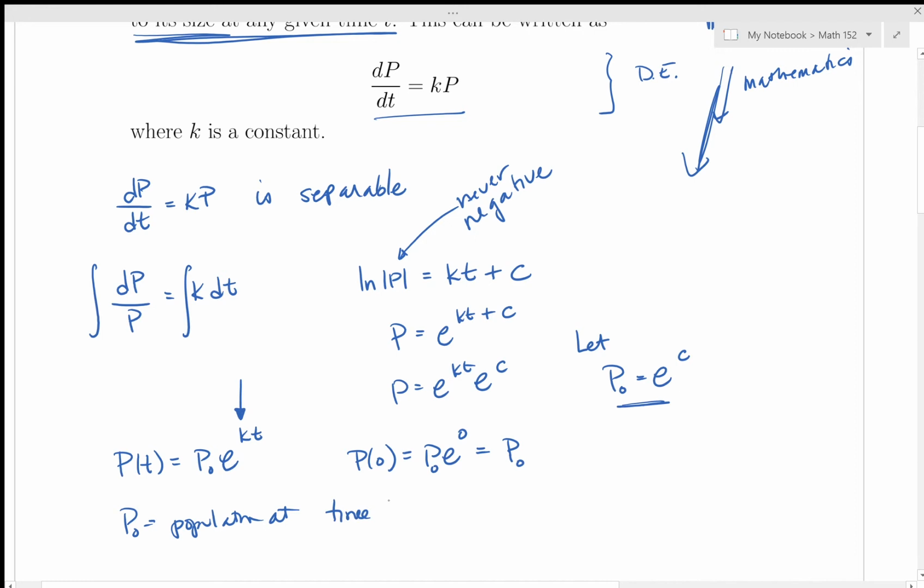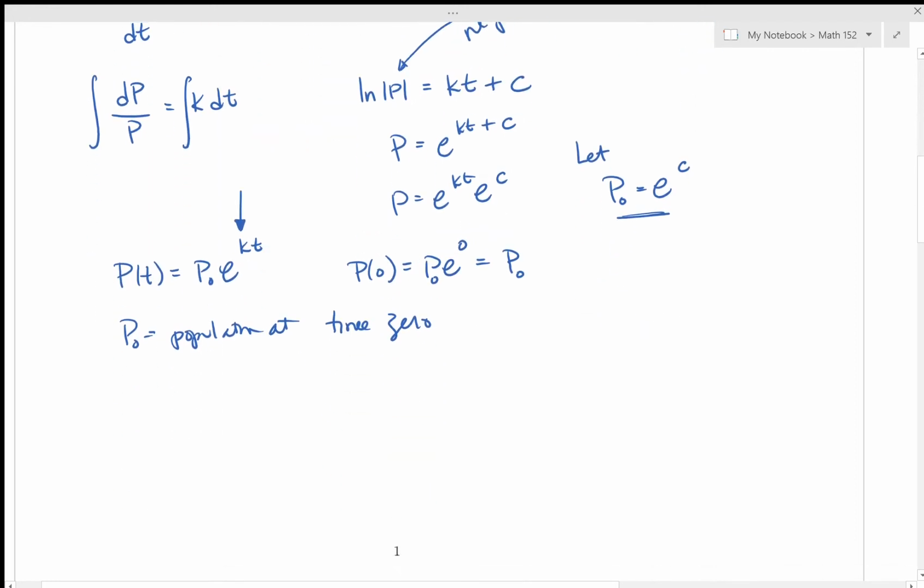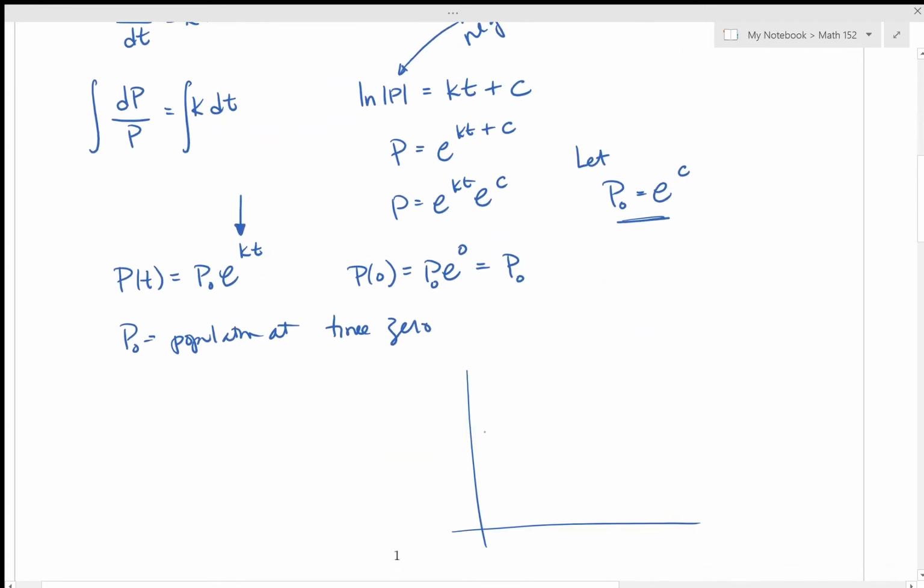P naught is equal to the population at time 0. So we have a situation where we have some population at time 0, P naught, and then under this model, we observe that the population grows exponentially. And of course, this is time 0, this is time, and this is population as a function of time. I don't have any idea what the time scale might be here, but it could be like 10 years or something like that.